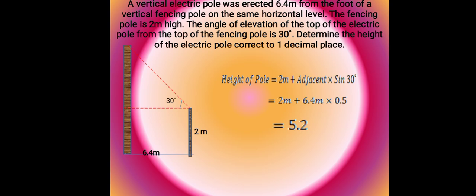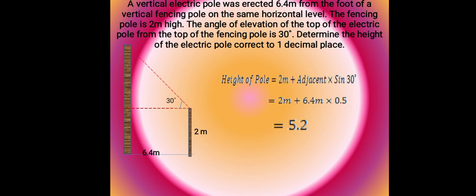A vertical electric pole was erected 6.4 meters from the foot of a vertical fencing pole on the same horizontal level. The fencing pole is 2 meters high. The angle of elevation of the top of the electric pole from the top of the fencing pole is 30 degrees. Determine the height of the electric pole correct to 1 decimal place.